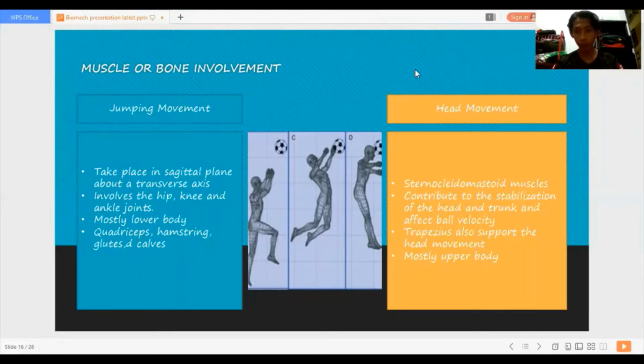For the head movement, when he hits the ball, the sternocleidomastoid muscles contribute to stabilization of the head and trunk and affect ball velocity. Next, the trapezius also supports the head movement and is mostly for the upper body. Okay, that's all from me and my friend will continue with the next slide.